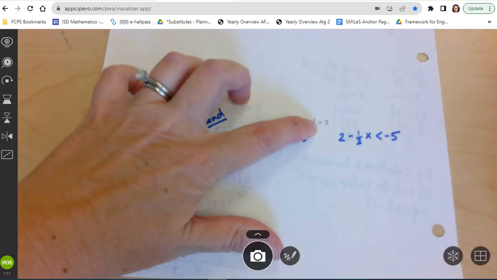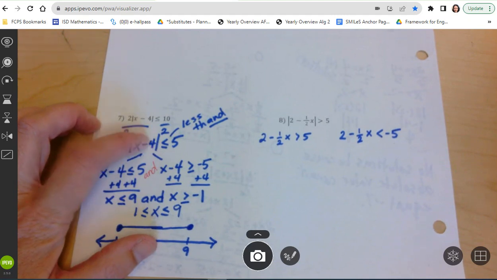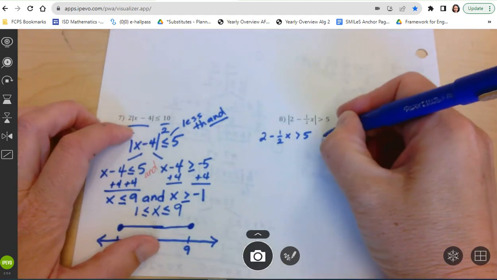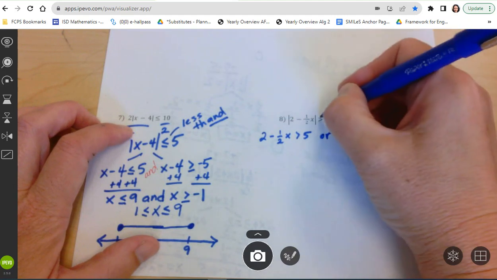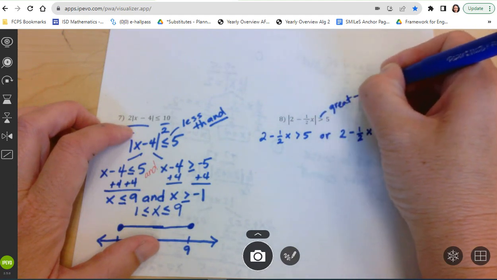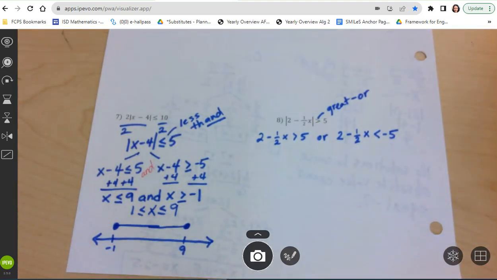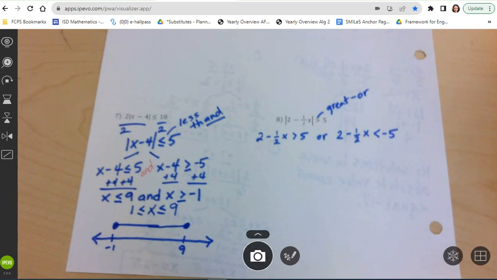Do you notice how this is a greater than instead of a less than? So I'm not going to say "less than." Instead of "and," what word might I put? Or. It is "or." And the memory device for that is to think of "great-or," "less-than." It just helps you remember which one's an "and" and which one's an "or."